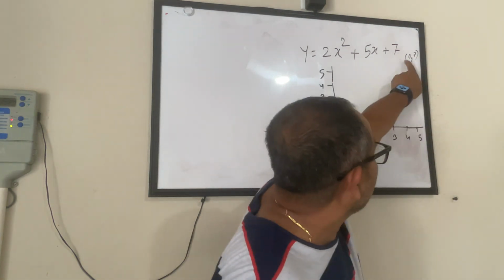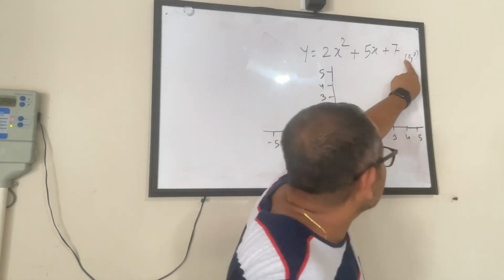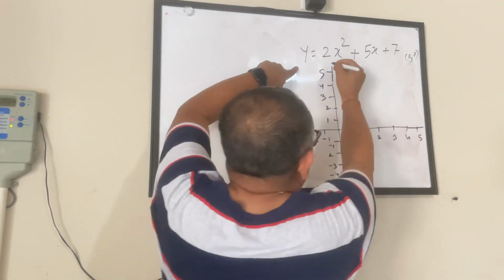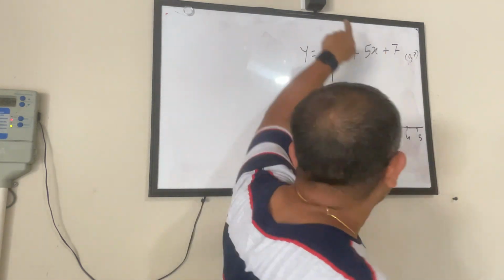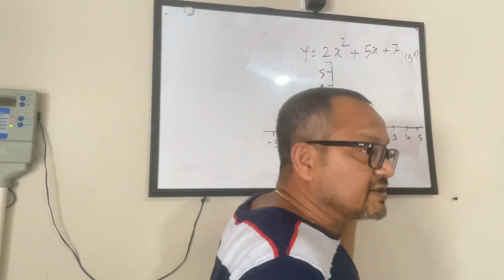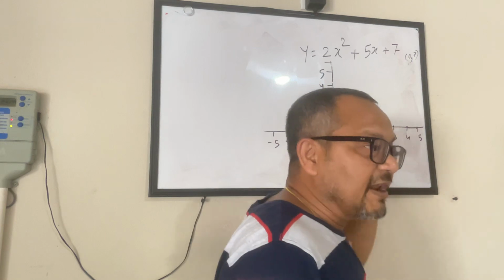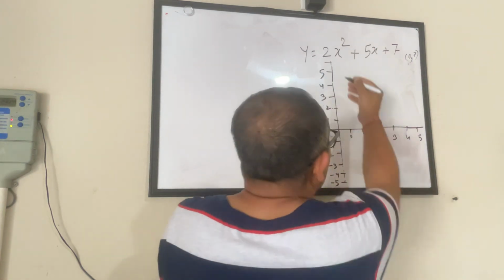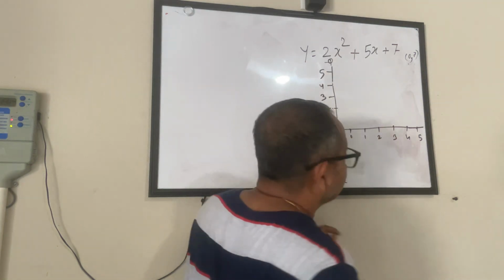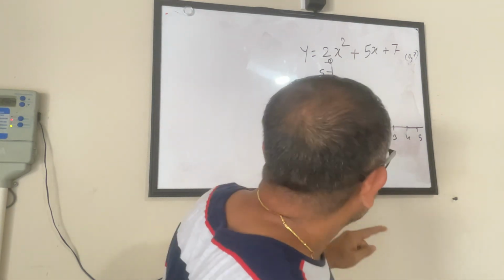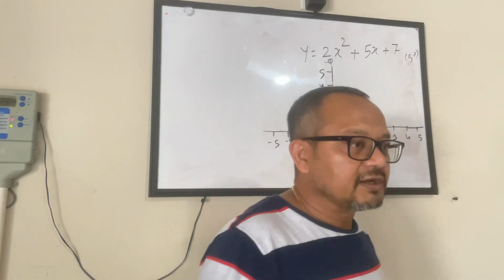So I got my first point, where x equals 0, y equals 7. Let's identify where that point is. Where x is 0, y is 7. X will be 0 where? On the y-axis. Every point on the y-axis will have x value as 0. So it's 0 and 7. It's somewhere here, let's say.